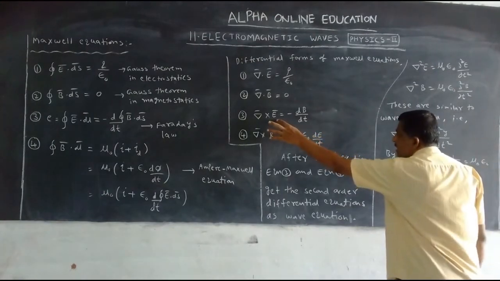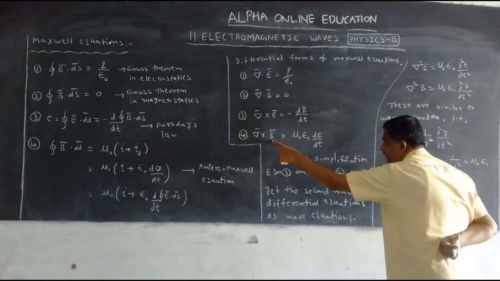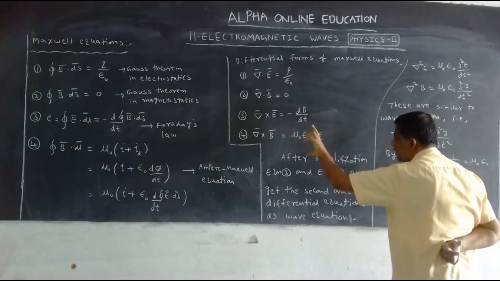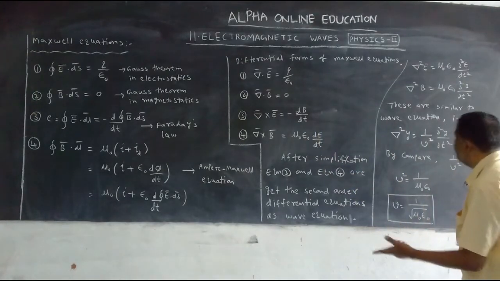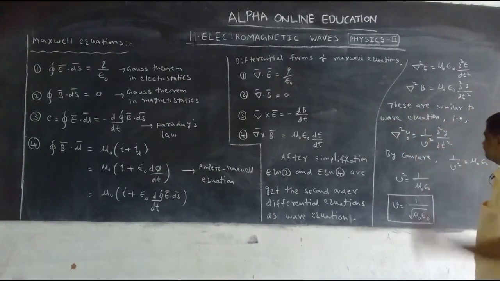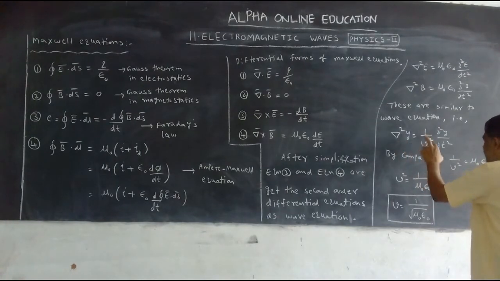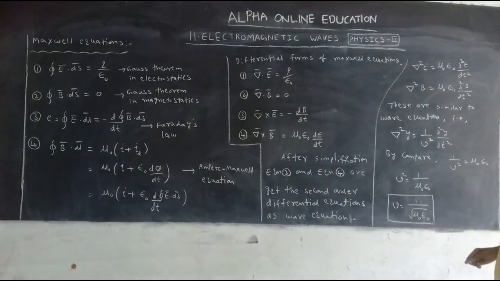See here, the electric field is there, here the magnetic field is there. Here the magnetic field is there, here the electric field is there. If we simplify them, we get equations like this. These are similar to the wave equation. What is the wave equation? Del square y is equal to 1 by v square into dou square y by dou t square. This is similar to the wave equation. This is the wave. This wave equation is this.